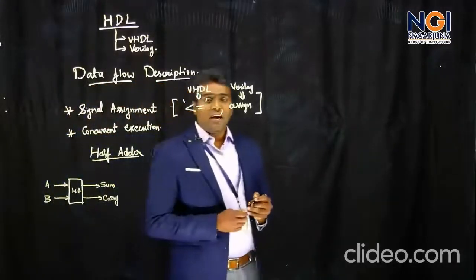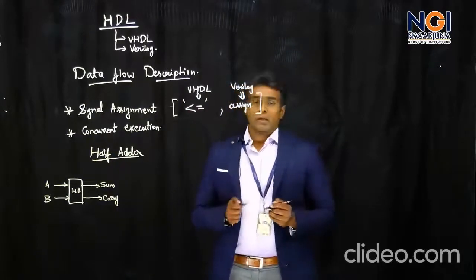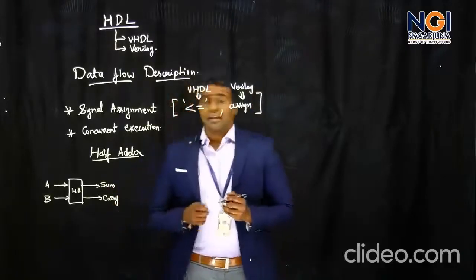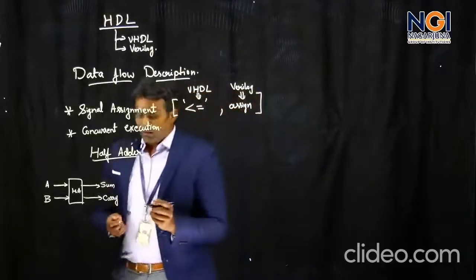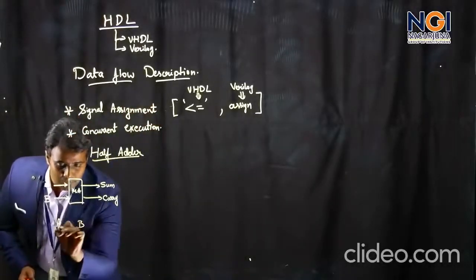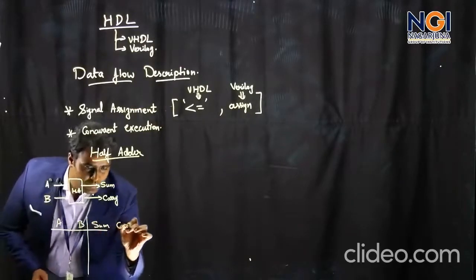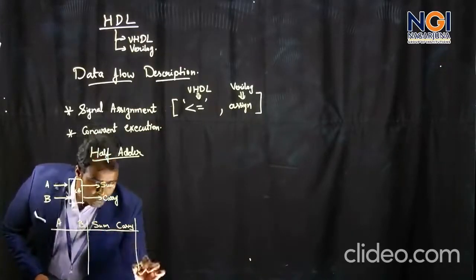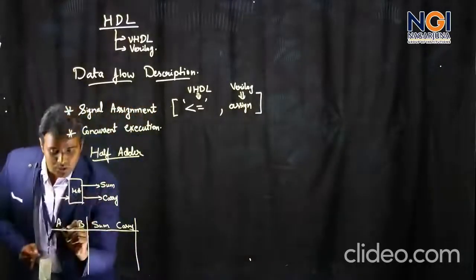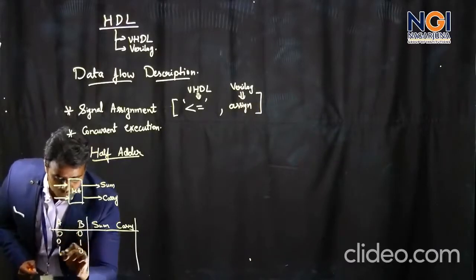Basically, a half adder is a combinational circuit which performs addition between two of its inputs, and it gives out two outputs. One is the sum, the second is carry. So we should know the truth table before we evaluate the output. A, B, there are two inputs and two outputs. If there are two inputs, we will have four different combinations. It starts with 0 0, 0 1, 1 0, 1 1.